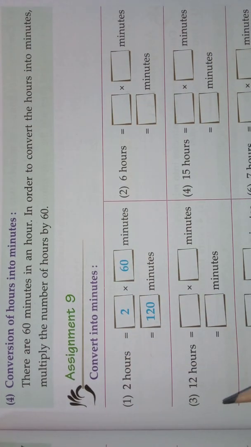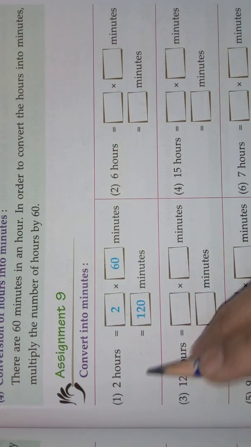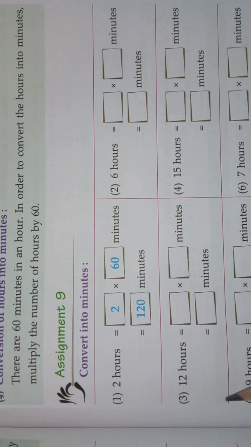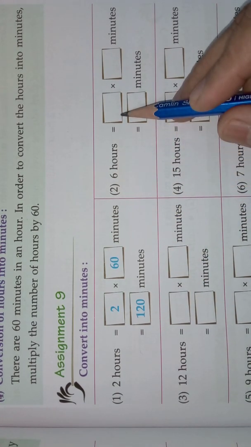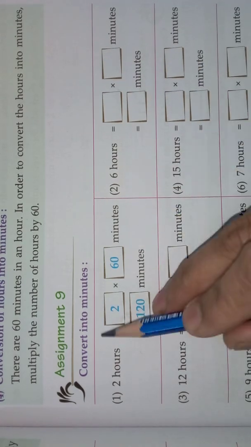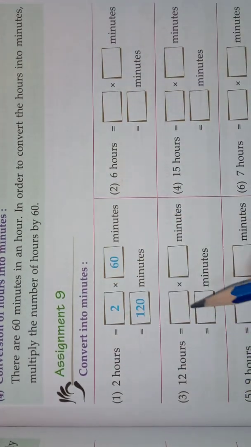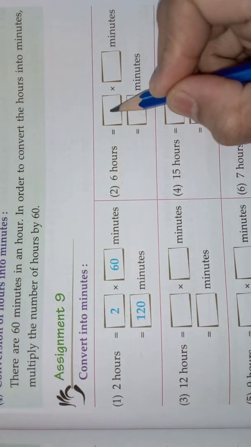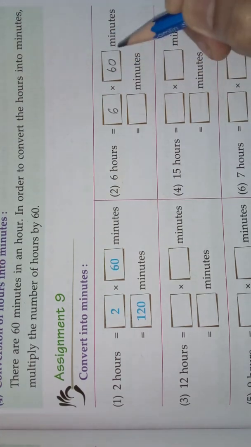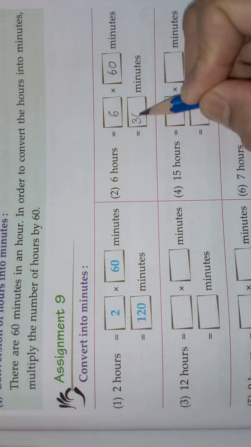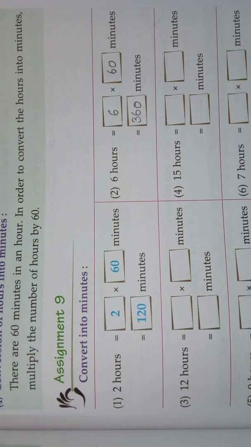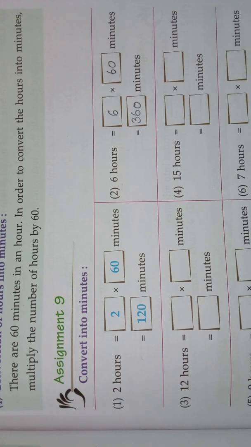Assignment 9. Convert into minutes. 2 hours is equal to 2 into 60 minutes. That is 120 minutes. Understood children? Come, we will do the next one. 6 hours is equal to how many minutes? We should convert 6 hours into minutes. 1 hour is equal to 60 minutes. So, 6 hours is equal to 6 into 60. That is nothing but 360 minutes. Understood children? Clear?